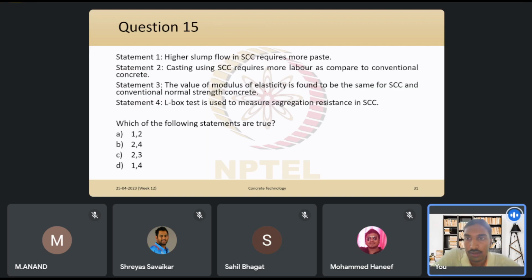Okay, question 15. We are given four statements and we have to say which of those four statements are correct. The first statement: higher slump flow in SCC requires more paste. Statement 2: casting using SCC requires more labor as compared to conventional concrete. Statement 3: the value of modulus of elasticity is found to be the same for SCC and conventional normal strength concrete. Statement 4: L-box test is used to measure the segregation resistance in SCC. The options are: 1 and 2 are true, 2 and 4 are true, 2 and 3 are true, and 1 and 4 are true.